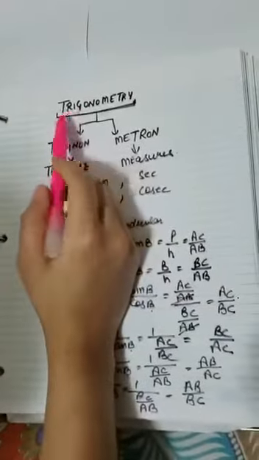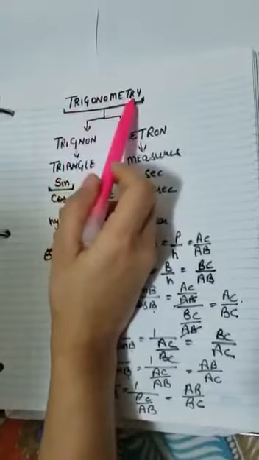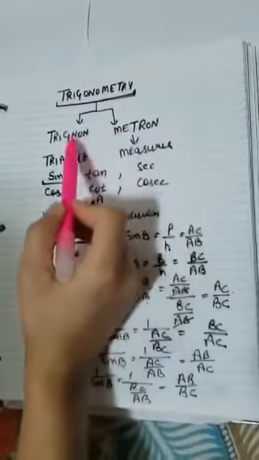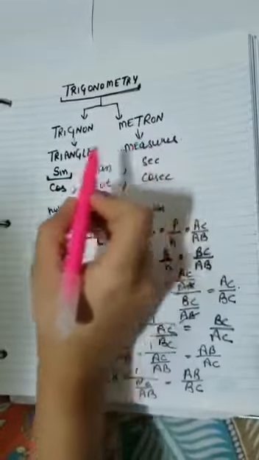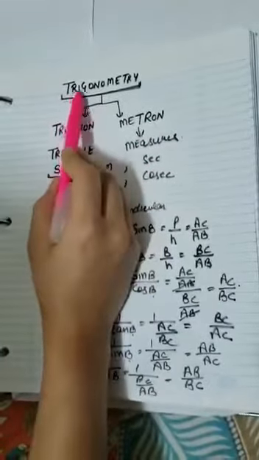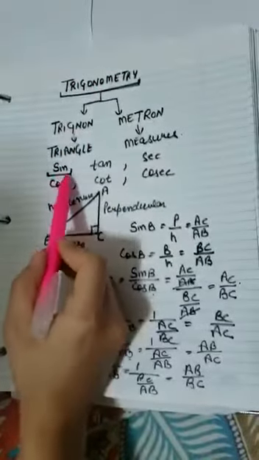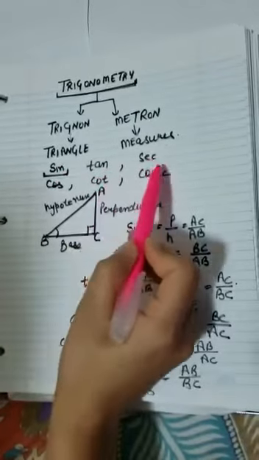Today we are going to learn about trigonometry. The word trigonometry is derived from two Greek words, trigon and metron. Trigon means triangle, and metron means measures. Trigonometry has six functions: sine, cos, tan, cot, secant and cosecant.